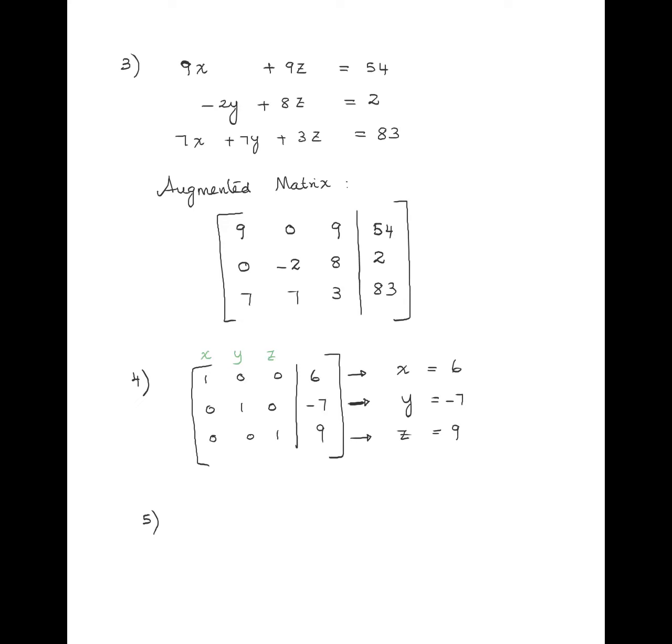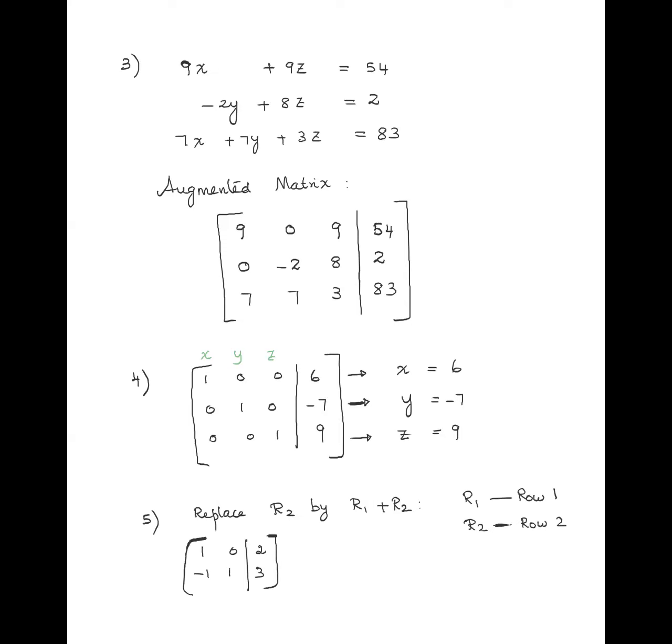Number 5, we have to perform the row operations. It says replace R2 by R1 plus R2. So here R1, R2 means row 1 and row 2. R1 means row 1, R2 means row 2. So the given matrix is 1, 0, 2, -1, 1, 3.